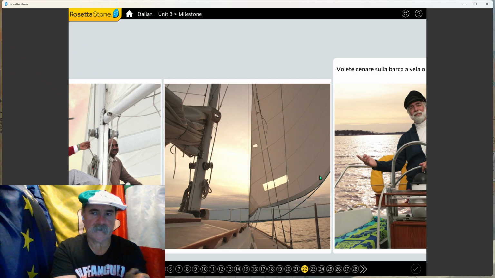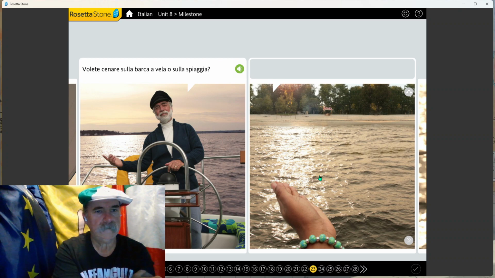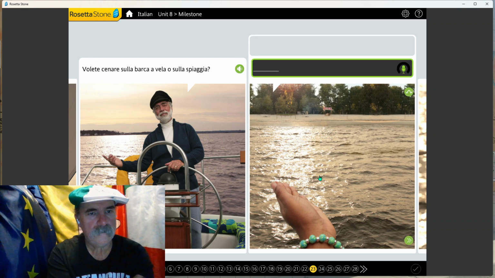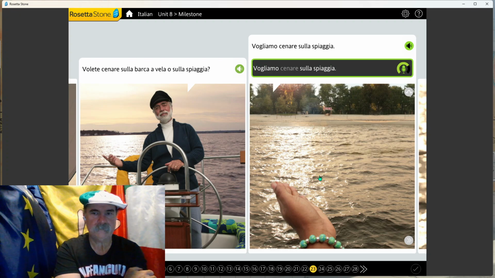Volete cenare sulla barca a vela o sulla spiaggia? Vogliamo cenare sulla spiaggia.